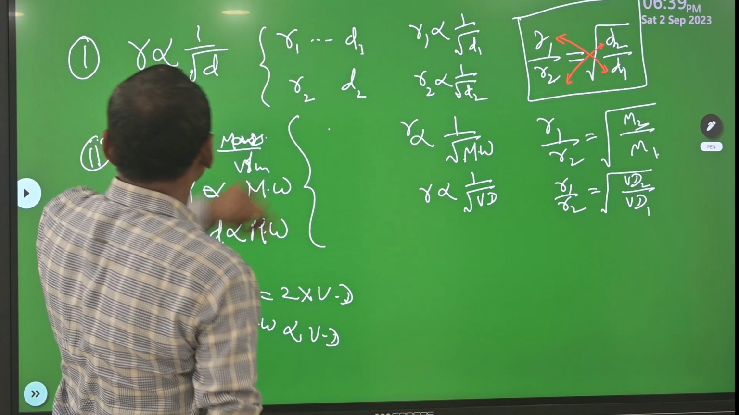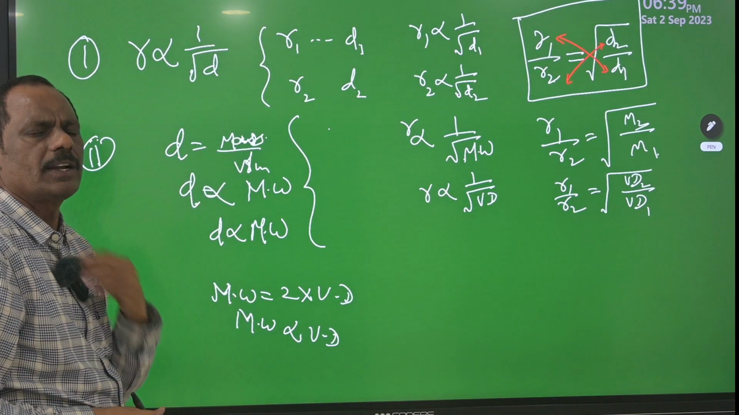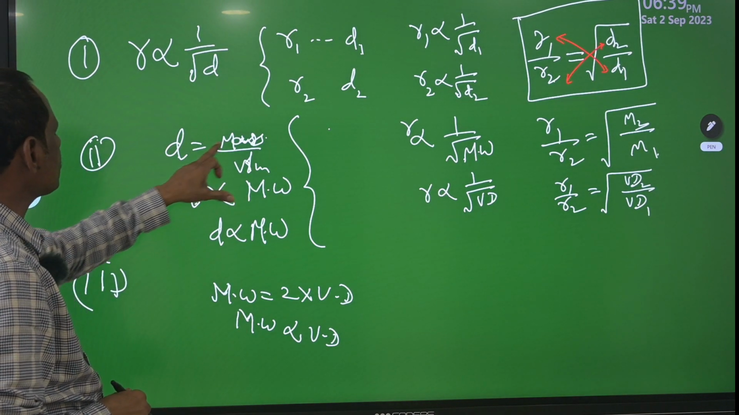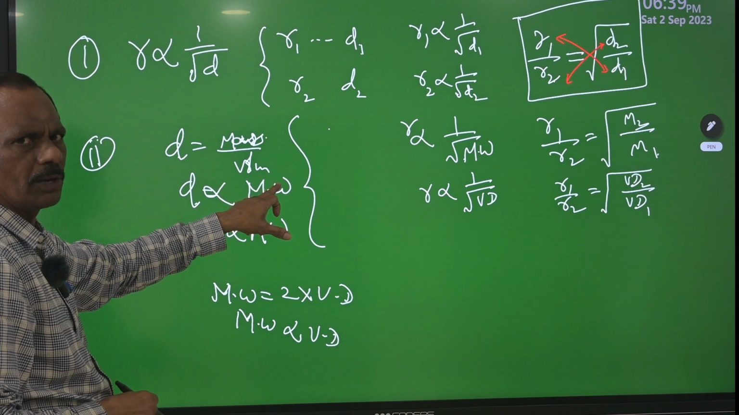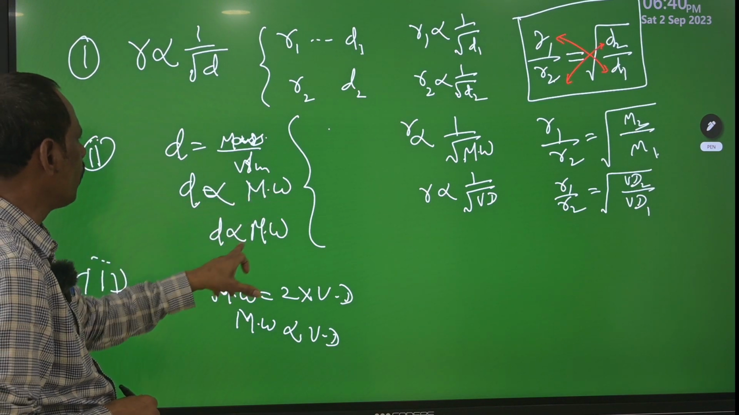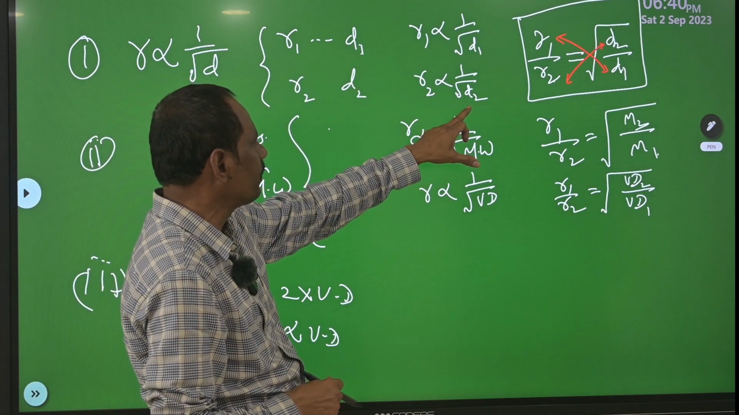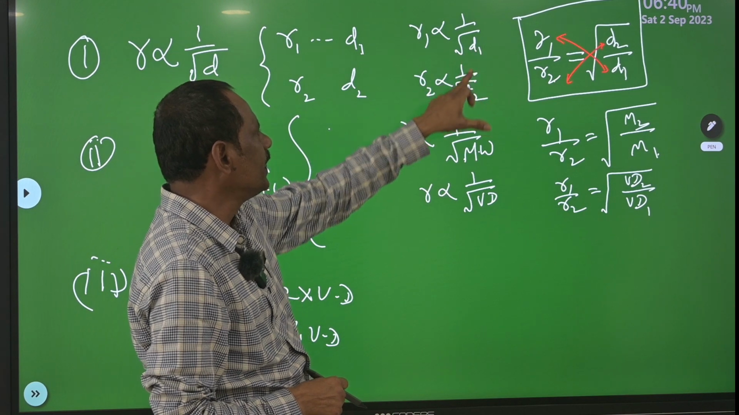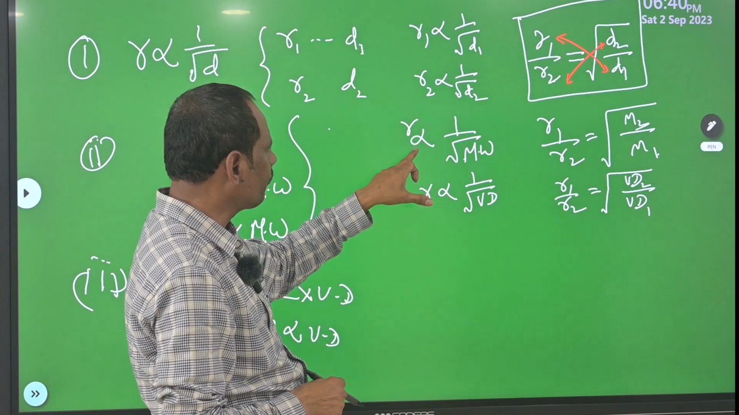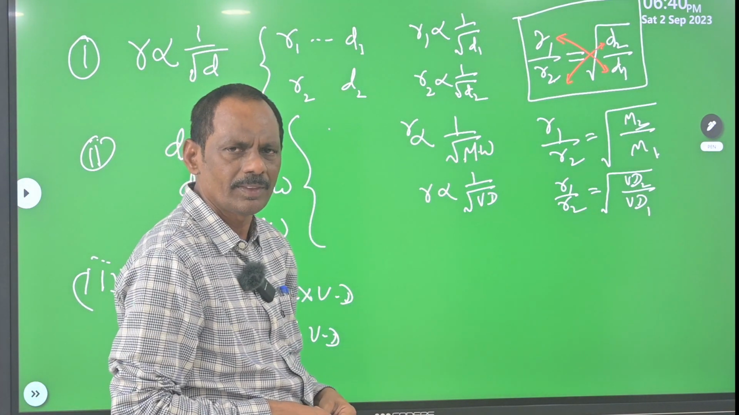Coming to the second form, because the density is equal to molecular weight by gram molar volume, density is directly proportional to molecular weight. Because density is directly proportional to the molecular weight, instead of density, you may take the molecular weight. Therefore, the rate of diffusion of a gas is inversely proportional to the square root of its molecular weight.